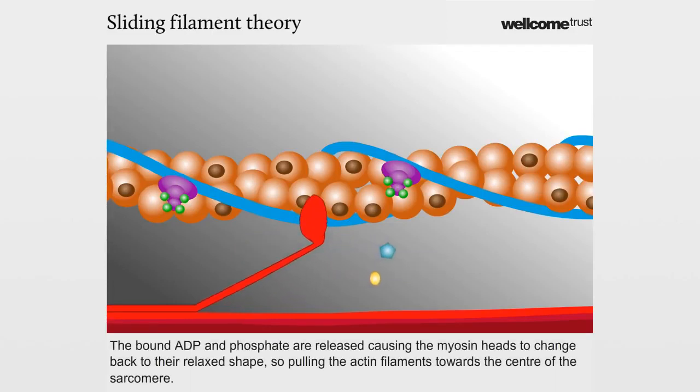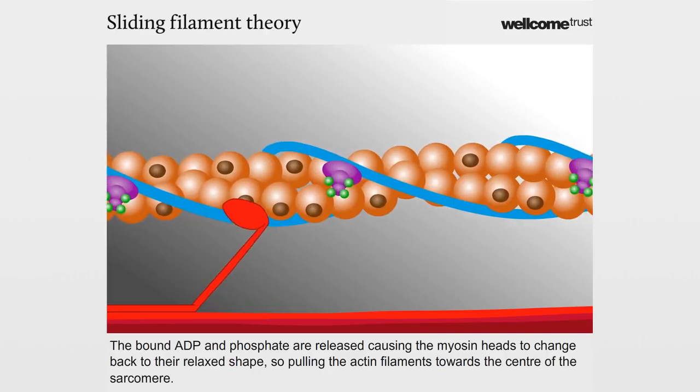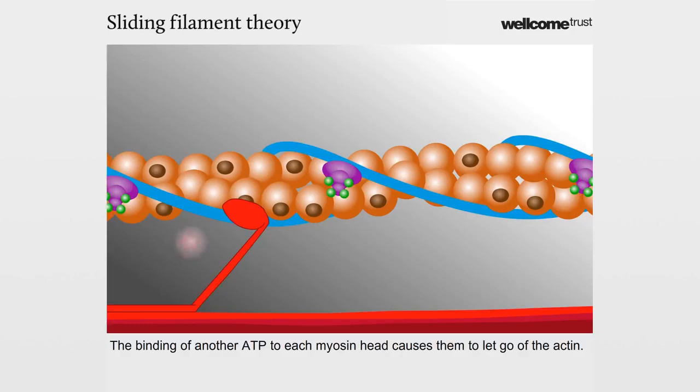The bound ADP and phosphate are released, causing the myosin heads to change back to their relaxed shape, so pulling the actin filaments towards the center of the sarcomere. The binding of another ATP to each myosin head causes them to let go of the actin.